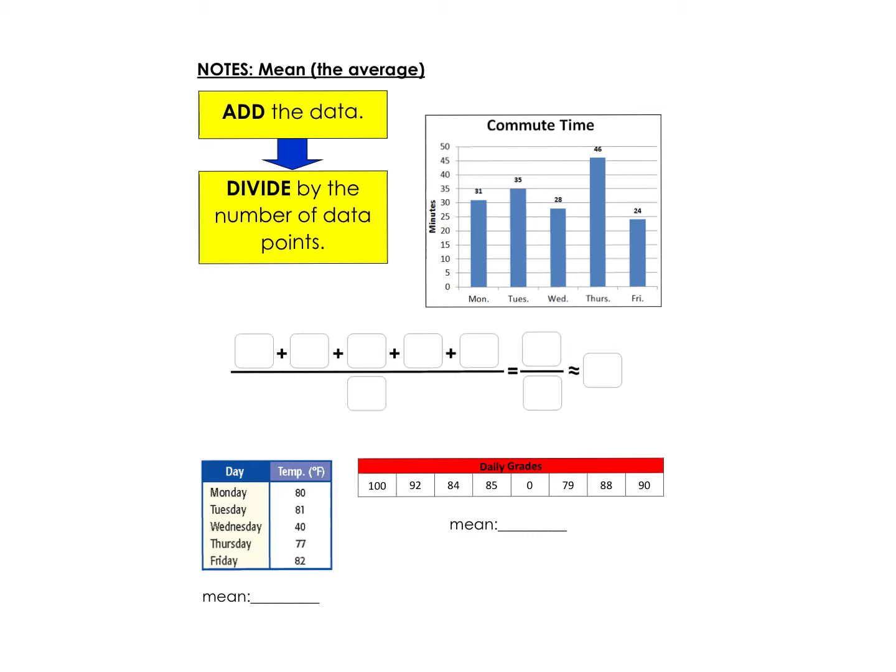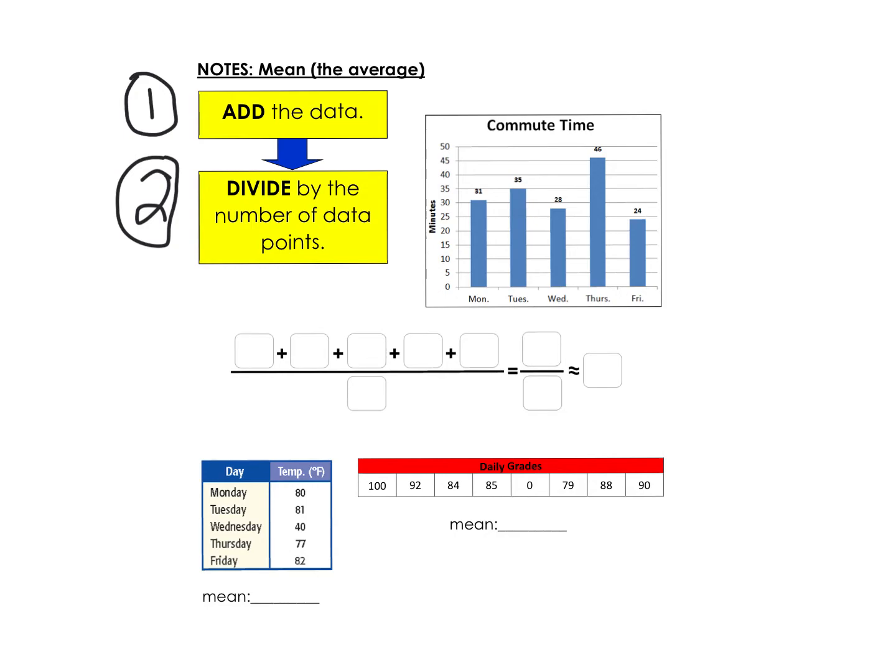All right, today we're going to be looking at how to find the mean, which is also known as the average. So the first thing we're going to do, our step one when finding the mean, is we're going to add all the numbers in the data. Then our second step is that we're going to divide by the number of data points. That means how many numbers you added up, that's the number you're going to divide by.